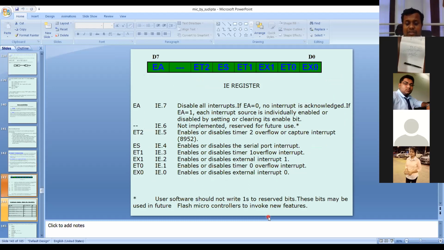There is another register called IE. Today I explained the SCON register and the PCON register. Now I am explaining IE, the Interrupt Enable register.